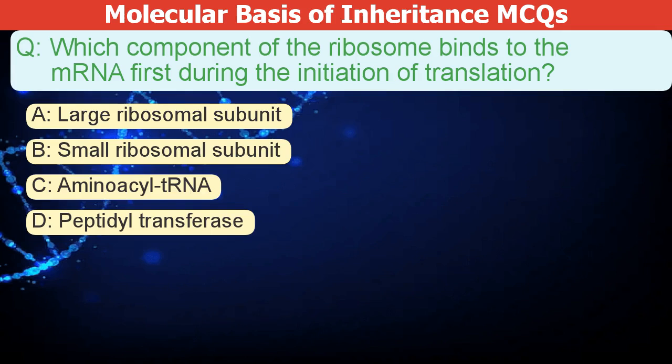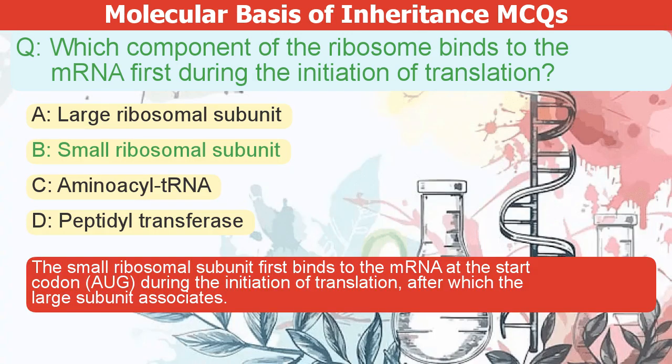Which component of the ribosome binds to the mRNA first during the initiation of translation? A. Large ribosomal subunit. B. Small ribosomal subunit. C. Aminoacyl tRNA. D. Peptidyl transferase. The correct answer is B. The small ribosomal subunit first binds to the mRNA at the start codon, AUG, during the initiation of translation, after which the large subunit associates.